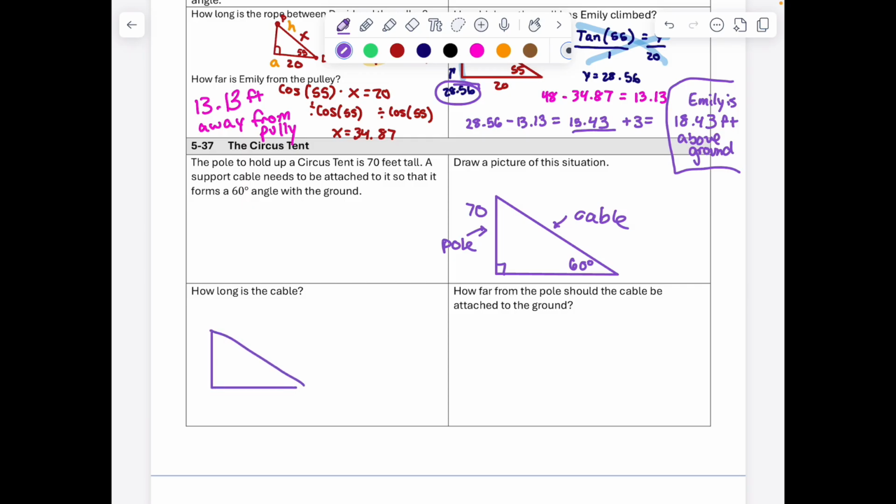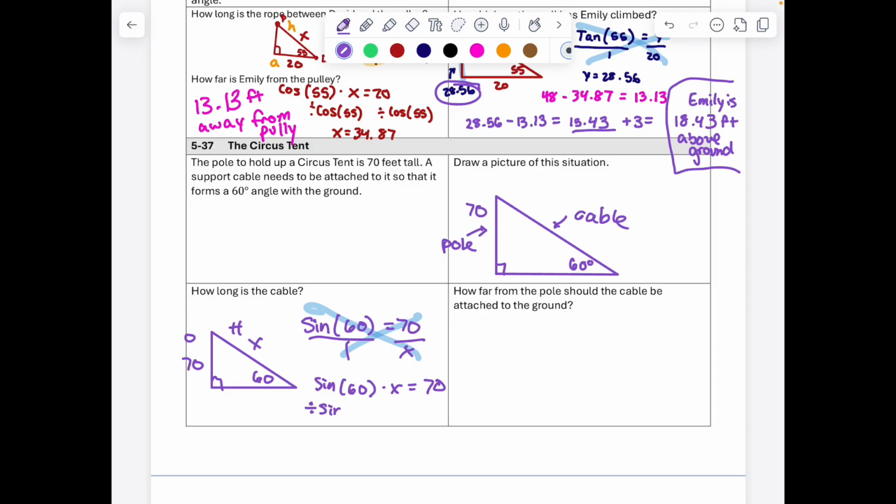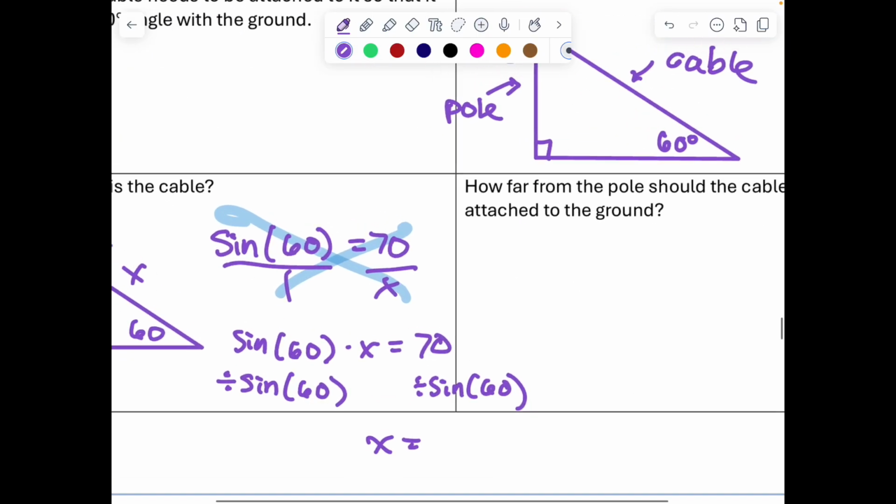We can use simple trigonometry to solve this. 60 degrees, 70 feet. We want to know that side. So this is our opposite side, hypotenuse, so that's going to be sine. Sine of 60 is equal to our opposite over hypotenuse, so 70 over x. We can cross multiply and get sine of 60 times x equals 70. Divide both sides by sine of 60. And we're going to get that x is 80.83.